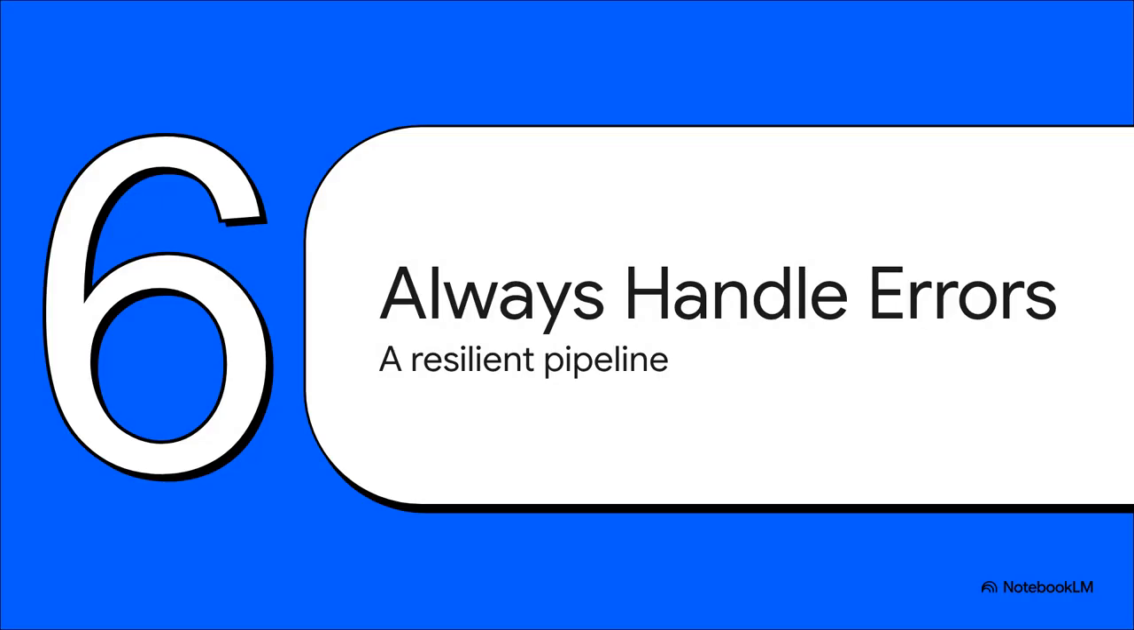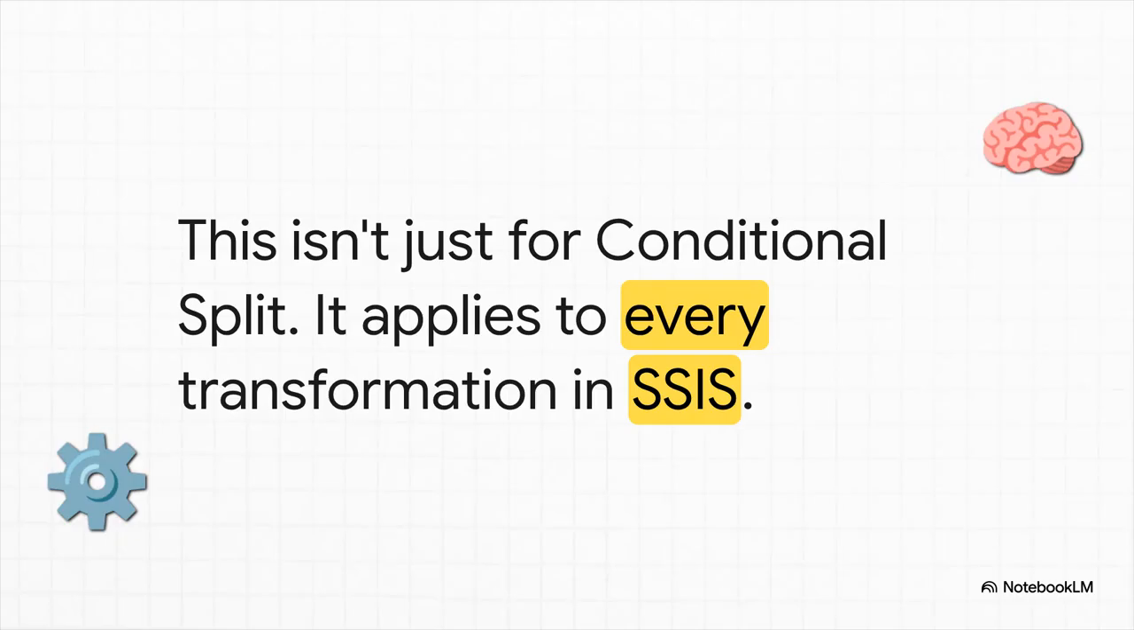You know, this whole idea of handling unexpected data really builds into a much bigger, more fundamental principle. Because handling that default output is just one piece of the puzzle. We need to be thinking about building resiliency into the entire pipeline. And that's such a great point. This mindset, expecting the unexpected and having a plan for it, is not unique to the conditional split. You should be thinking this way and configuring error outputs for every single component in your data flow.